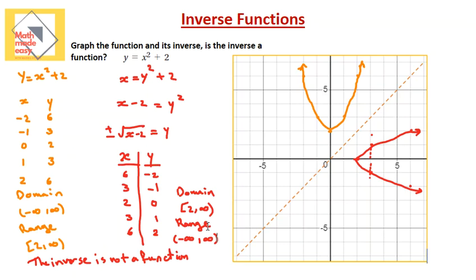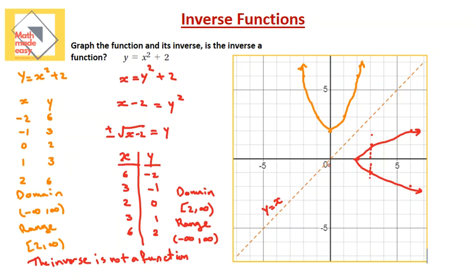Now I just want to highlight what this line we have here is. This line is the line y equals x, or f of x is equal to x, and whenever you have to graph a function and its inverse, or a relation and its inverse, this line acts like a line of symmetry. This is the reflection on the line y equals x, and it's always that line, not any other line.